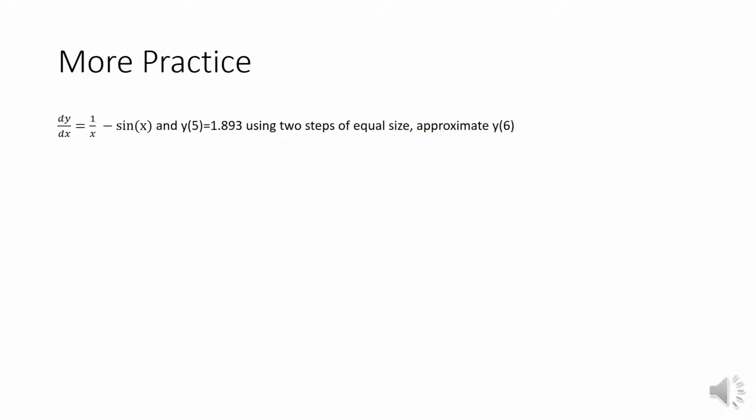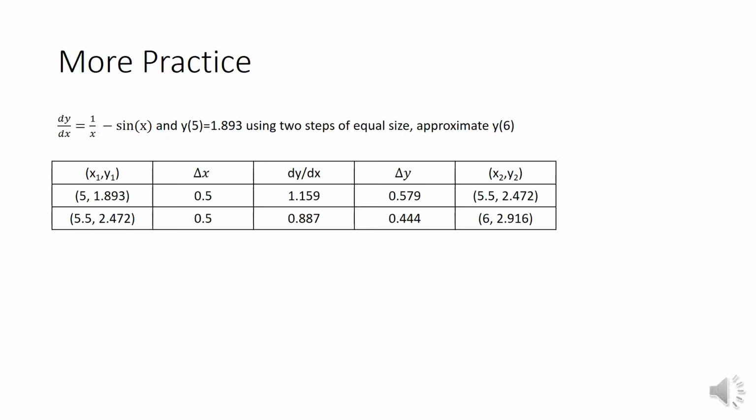So let's just go through one more practice problem, and this is actually the same problem as we did earlier with linearizations. So again, the first thing that you're going to be doing is identifying the initial condition, which is x equals 5 and y equals 1.893. That's given. For the same reasons, you're going from x equals 5 to x equals 6, two steps of equal size, so your change in x is going to be 0.5.